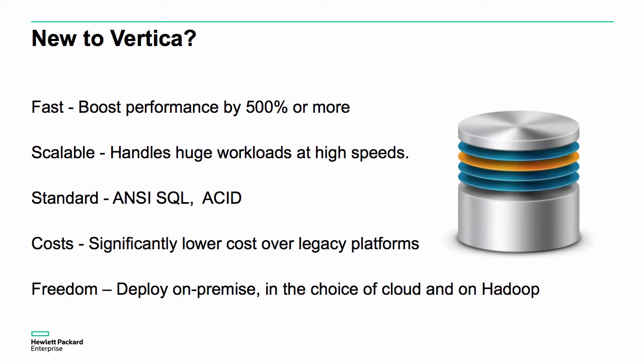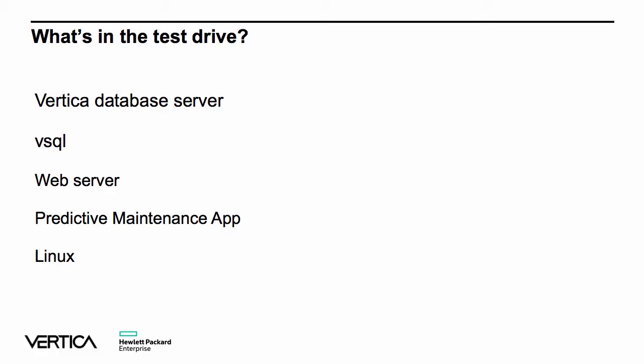Vertica is a blazingly fast SQL analytics platform to derive insights on exabyte scale. It is an ACID-compliant database that supports ANSI SQL to query your data. You can deploy Vertica on-premise, in the cloud, and on Hadoop. The software on the web server is running when you log into the test drive. It includes the Vertica database server, vSQL, a Vertica command line interface, web server, and a web-based predictive maintenance dashboard.